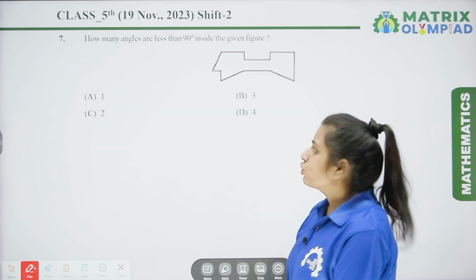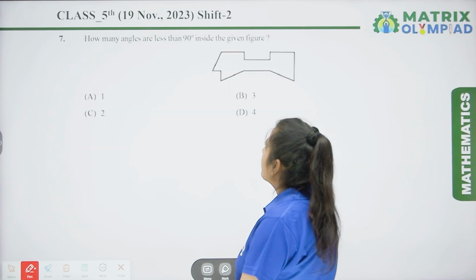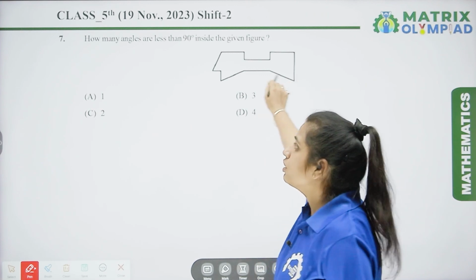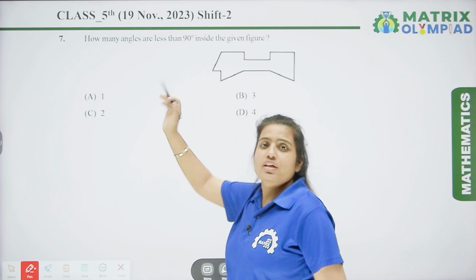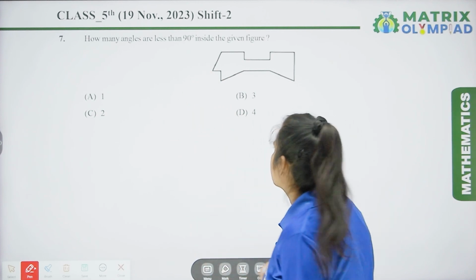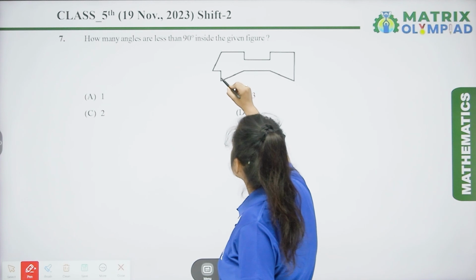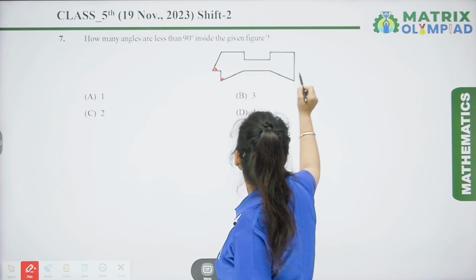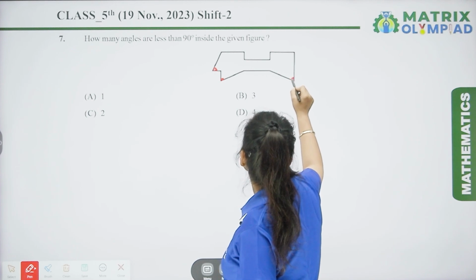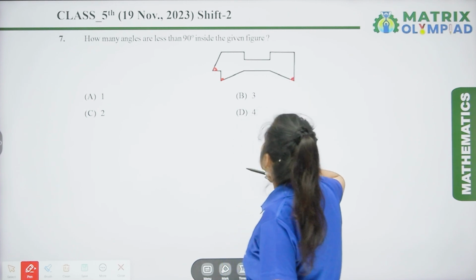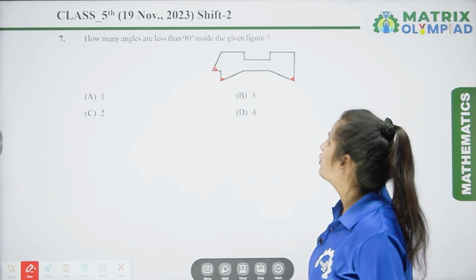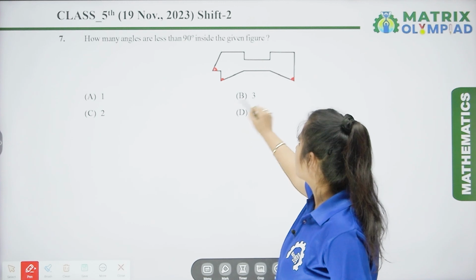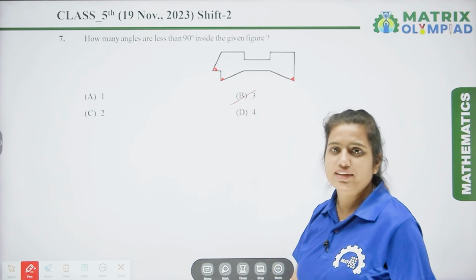So let's start the next question. Question number 7. How many angles are less than 90 degree inside the given figure? So here we have to find out how many angles are there which are less than 90 degree. So here 1, 2, 3. So in this figure we have 3 angles which are less than 90 degree. So option B is the correct answer.